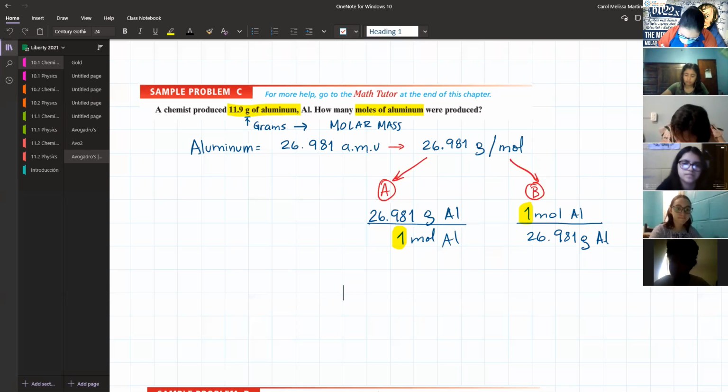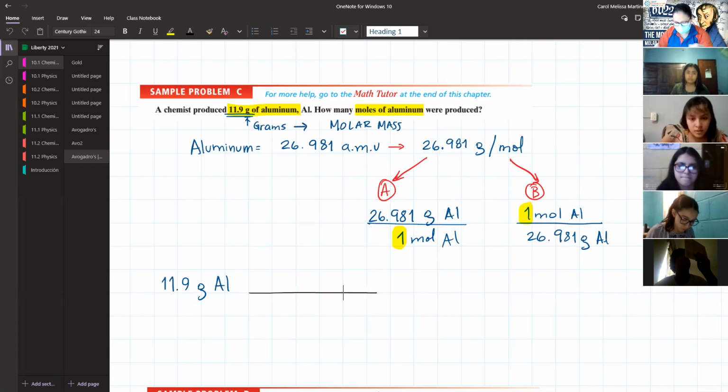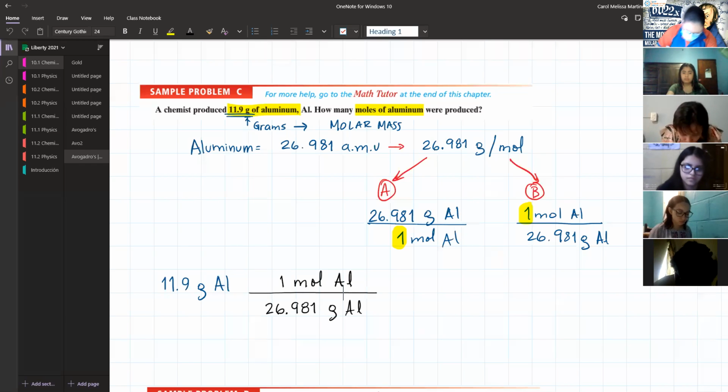So we begin with the given, 11.9 grams of aluminum. So what conversion factor should I use, A or B? B, because we're looking for moles. Exactly, we're looking for moles. So the moles are going to be on top, and the grams of aluminum are going to be below. You can cancel the grams of aluminum with grams of aluminum.